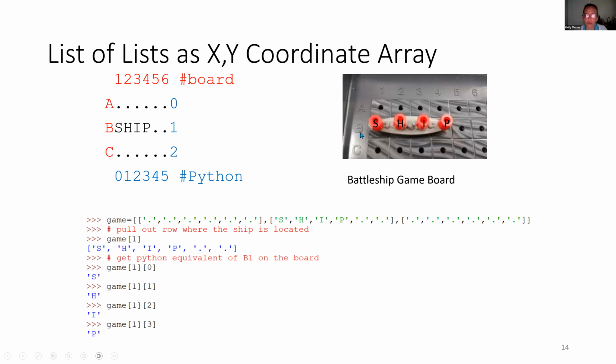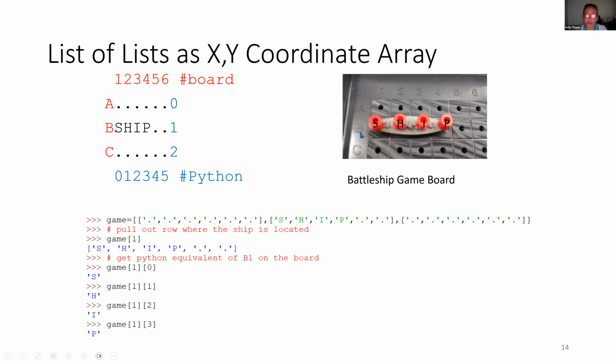So suppose you want to pull out a particular row. Well, you do that just by issuing the index, game of 1. So we see that's the one that has the ship in it, and we can see the index labeled right here for our convenience. And it will pull out this list. And then we get a Python list that represents where the ship is at.